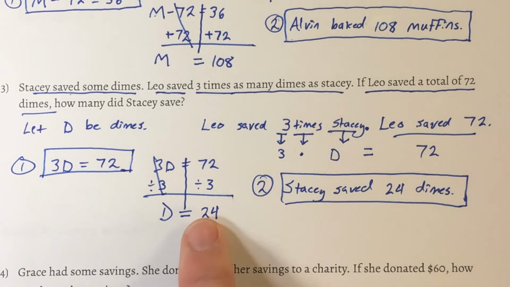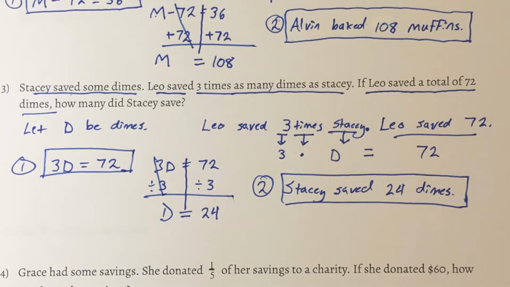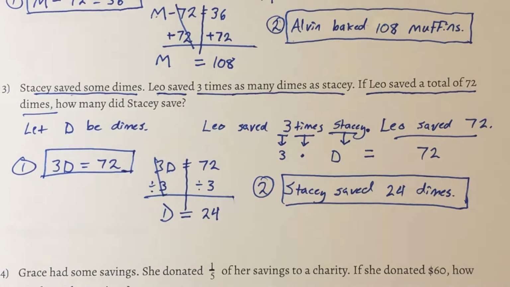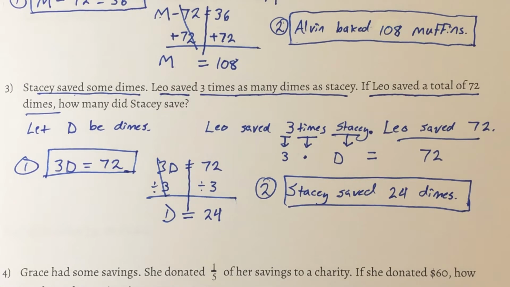So again, just because you solve for the letter that was in your equation that you made, doesn't mean that's going to be your answer for the primary question. You should always double check and be sure. All right, our next one.